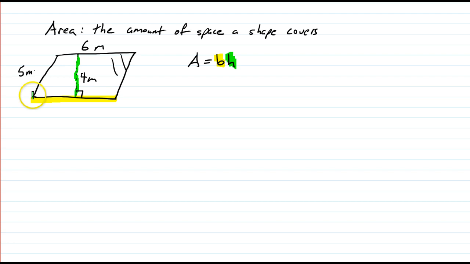Here, the 5, you can see it doesn't go straight, it's slanted. So we want to use the shortest one. It'll always also have this right angle. So to find the area, our base is 6 meters. Our height is 4 meters. And so 6 times 4 gives us 24. And then now I have meter times meter, which gives us meter squared. So area will always be in square units.